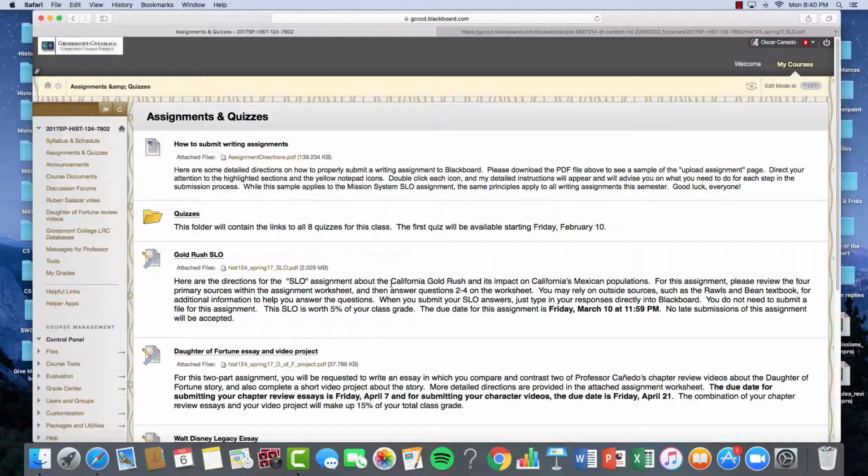Again, the objective here is to engage in critical thinking. Of course, a lot of my colleagues have different versions of it, and of course in the other schools too. But this is something that's been going on for the better part of the past decade with the community colleges, and this is essentially my version, my view of what the SLO is all about. And in this case, we're focusing it on the California Gold Rush and how it impacts California's Mexican populations.